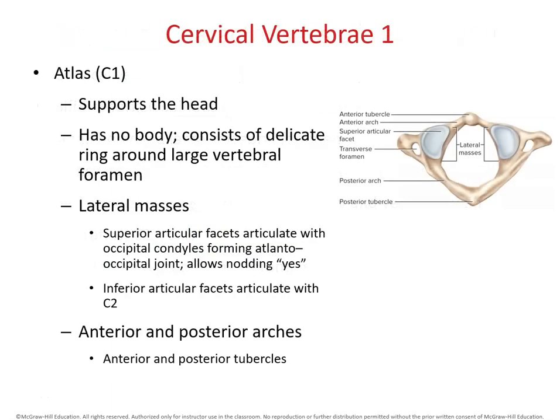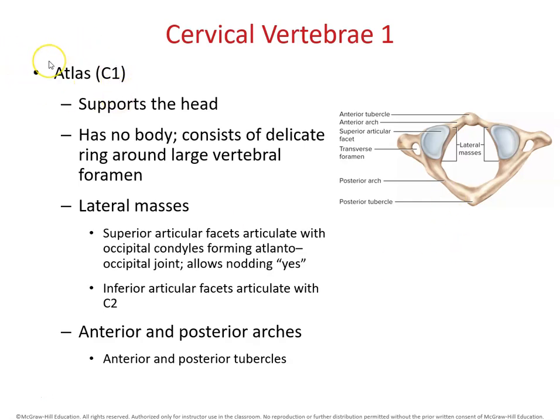So here is C1. I want you guys to know the name of this. C1 is the atlas vertebra. Its job is to support the head. This is the only vertebra that doesn't have a body. It's got this kind of ring structure. It's a bit more delicate than some of the other vertebra, and when somebody has a broken neck or injures their cervical vertebra, this one is more delicate than a lot of the others.